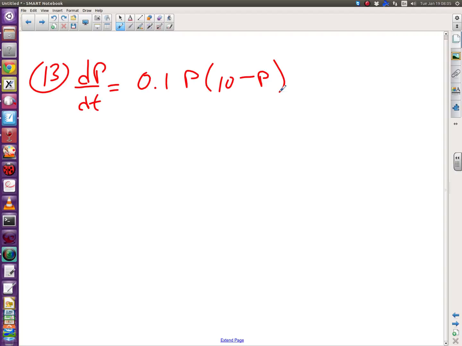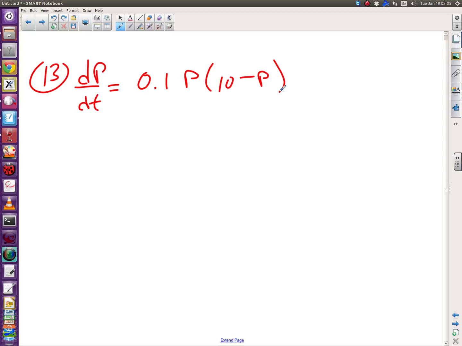Do you see some equilibrium solutions? When is p prime 0, in other words? We talked about equilibrium, didn't we? In the past? We have, but you don't remember. That's when the growth rate is 0. So dp/dt is 0 when p is 0, or when p is 10.